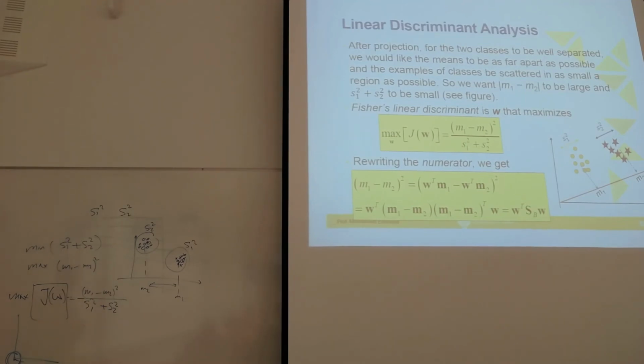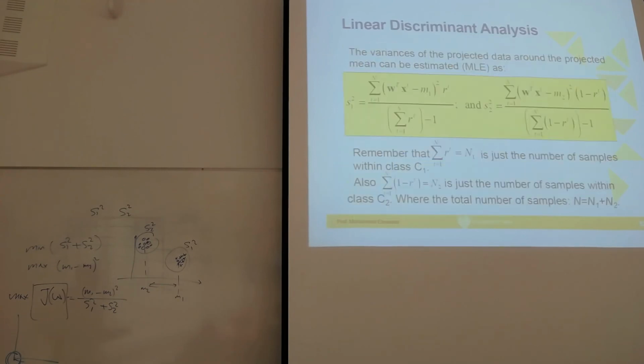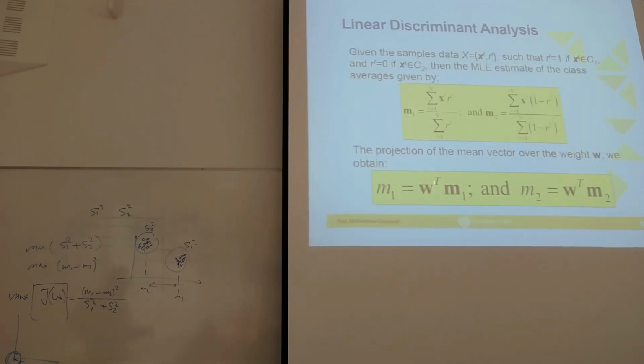Okay. Now we are looking for W. Actually, we maximize with respect to the weighting vector W. So what we do, we just substitute W inside here. We know that M1, as it was given, is W transpose times the vector M1, and M2 is W transpose times M2.